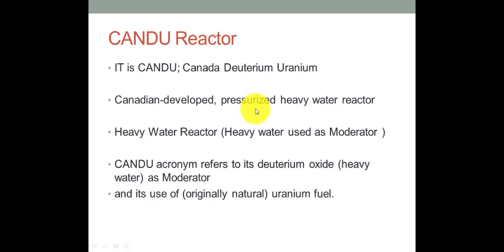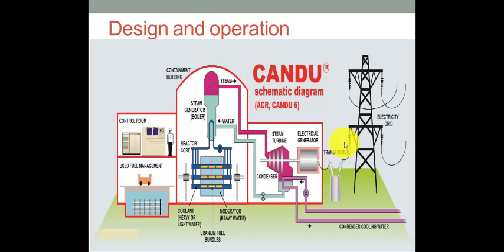CANDU reactors were first developed in the 1950s and 1960s by a partnership between Atomic Energy of Canada, the Hydroelectric Power Commission of Ontario, and Canadian General Electric. The basic operation of the CANDU design is similar to other nuclear reactors.